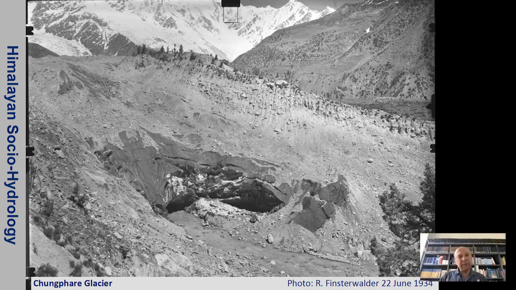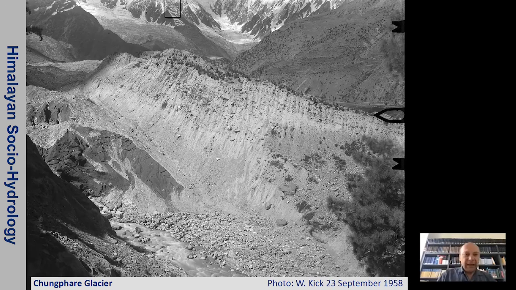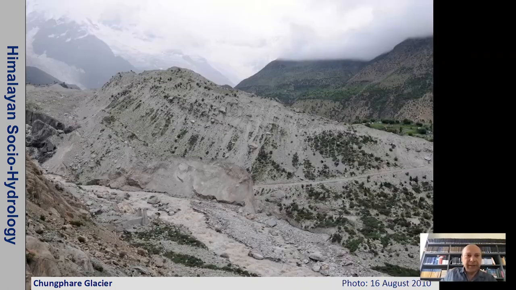And now there's a series of repeat photography. The first one was taken by Richard Finsterwalder in 1934 during the production of this topographical map. And you see the outlet, the mouth of the Chungfa Glacier, and the next shows the same glacier from the same location in 1956, and the next shows the same glacier. You can hardly see it around the corner in the year 2010.